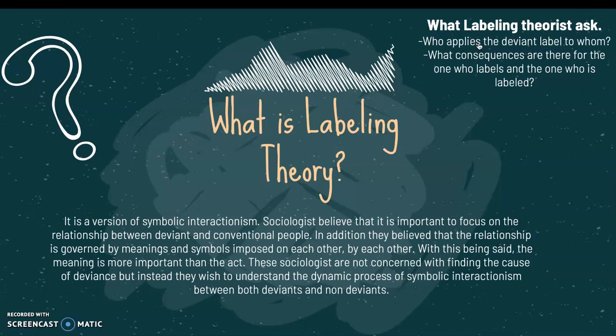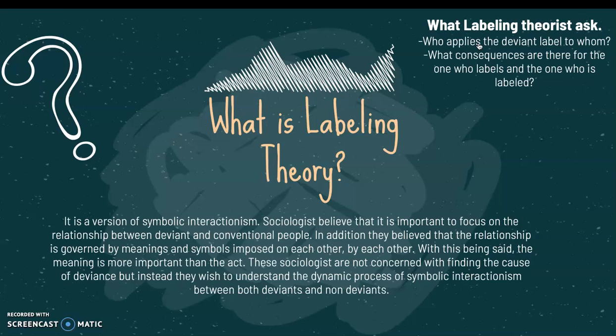In addition to this, they believe the relationship is governed by meanings and symbols imposed on each other. With this being said, the meaning is more important than the act. Like I said, sociologists see this subjectively. If someone were to commit a deviant act, sociologists that identify with labeling theory are not necessarily concerned with what the act is. They're more concerned with who imposed the label, who said it was deviant, why did they say it was deviant, and so forth.